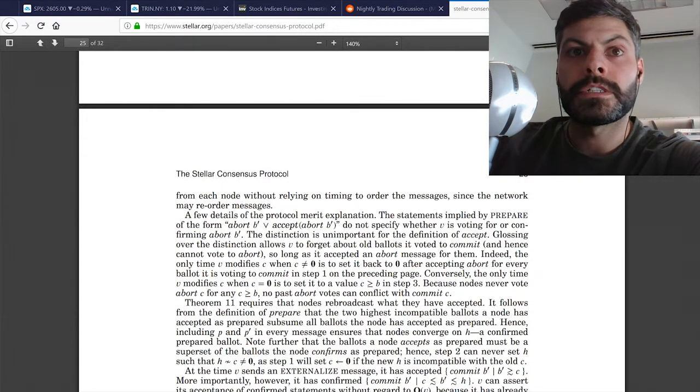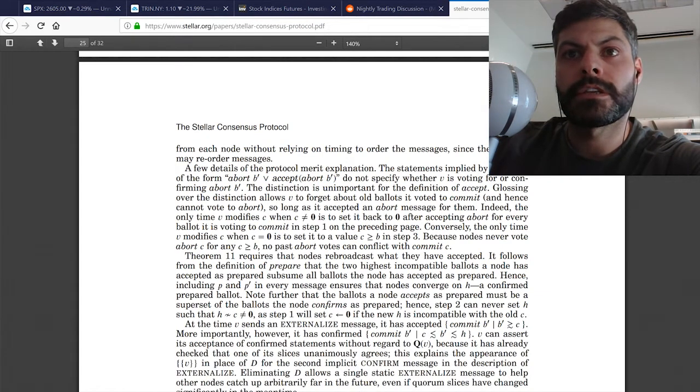Conversely, the only time v modifies c when c equals 0 is to set it at value c greater than or equal to b in step 3. Because nodes never vote abort c for any c greater than or equal to b, no past abort votes can conflict with commit c.